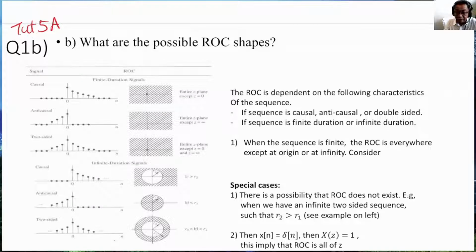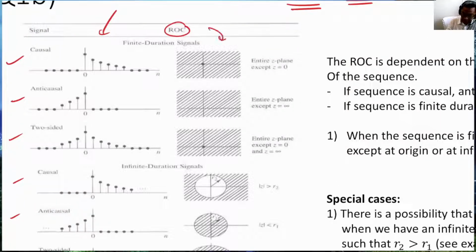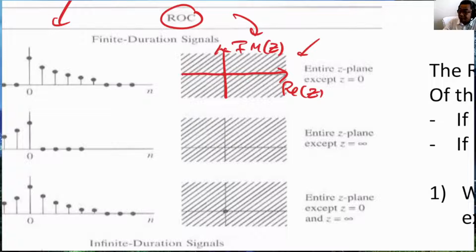This is tutorial 5A question 1b. What are the possible region of convergence shapes? We are given the following types of signals, and each of these sequences will have a different region of convergence. This is the shading of the ROC. This is the real part of Z and the imaginary part of Z. Those that are shaded, such as this, indicate the region of convergence.